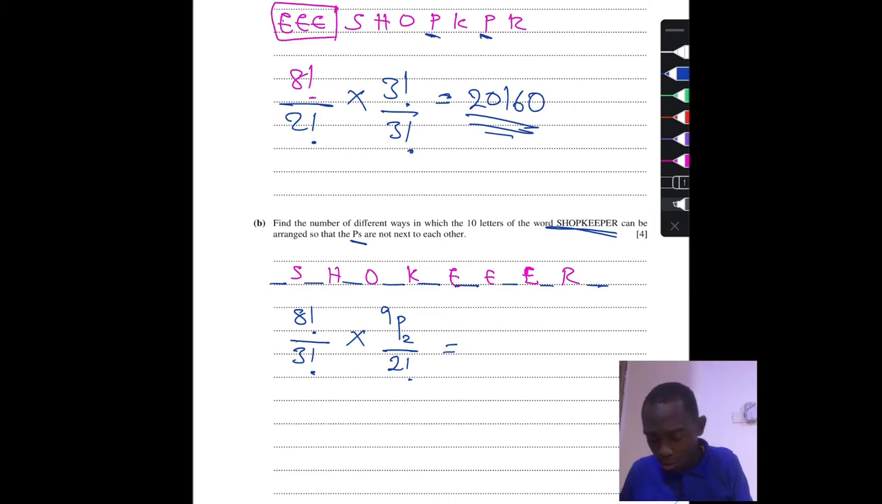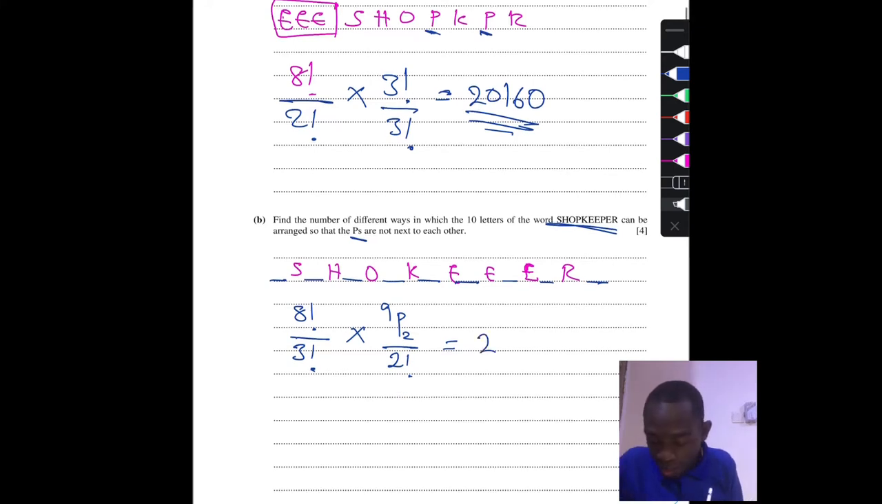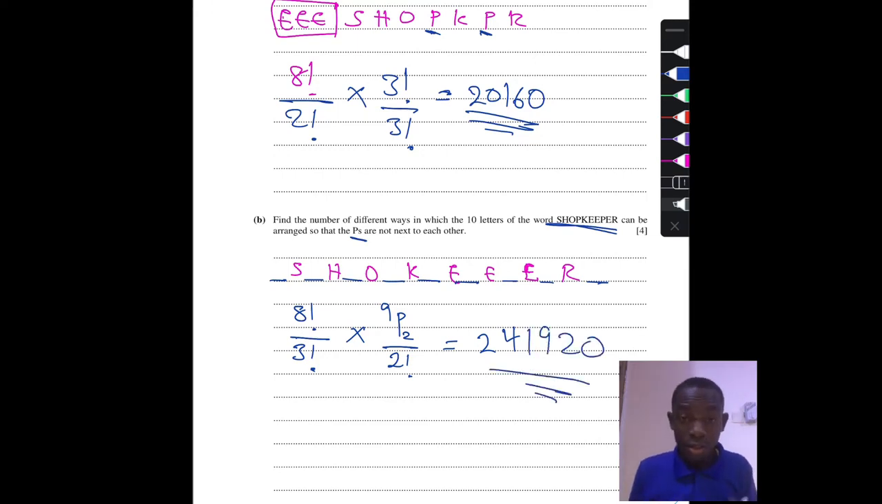So let's put this on the calculator. 8 factorial over 3 factorial times 9 permutation 2 divided by 2 factorial. And that, ladies and gentlemen, will give us 2419200. Yeah, this is it for 4 marks. You see, it's really easy.